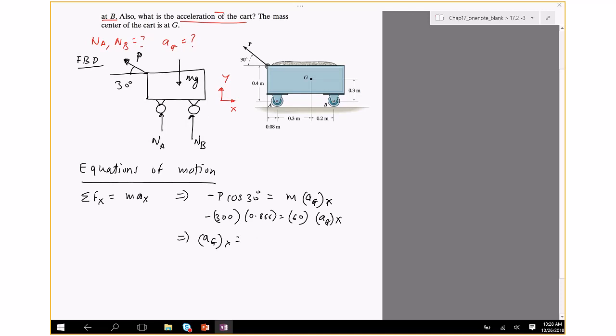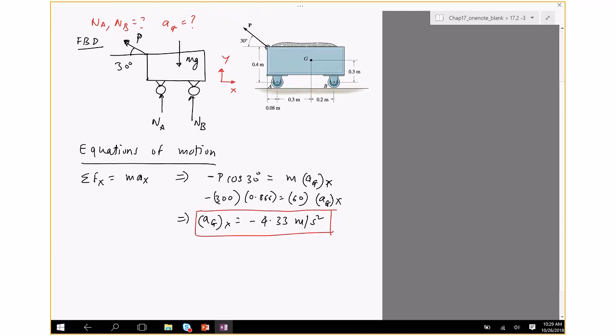The answer is negative 4.33 meters per second squared. So that negative means that our assumed direction for acceleration of G was incorrect. We assumed a_G to be to the right in the positive x direction, but actually the acceleration is to the left. It does not mean deceleration, it just means it's going to the left. Which actually makes sense, right? If the force is applied to the left, it should move to the left.